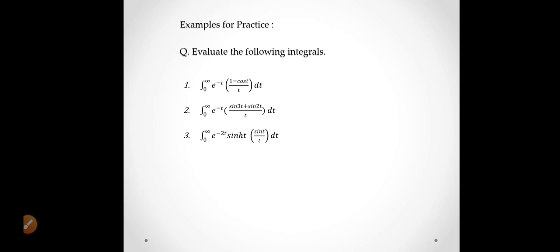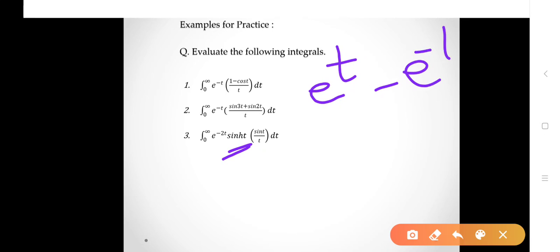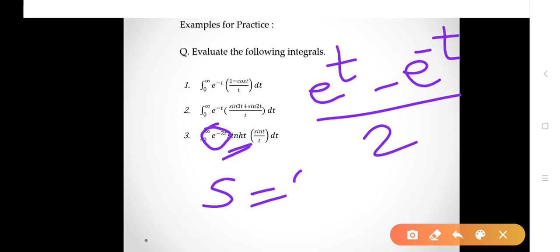Next example. Integration from 0 to infinity e raised to minus 2t sin ht sin t by t. Now see here, first you have to find the Laplace transform of sin t, then division by t property. Then for this sin ht, it is nothing but e raised to t minus e raised to minus t whole divided by 2, means you have to apply first shifting property to get the result, and then in that result, because of this e raised to minus 2t term, put s equal to 2.